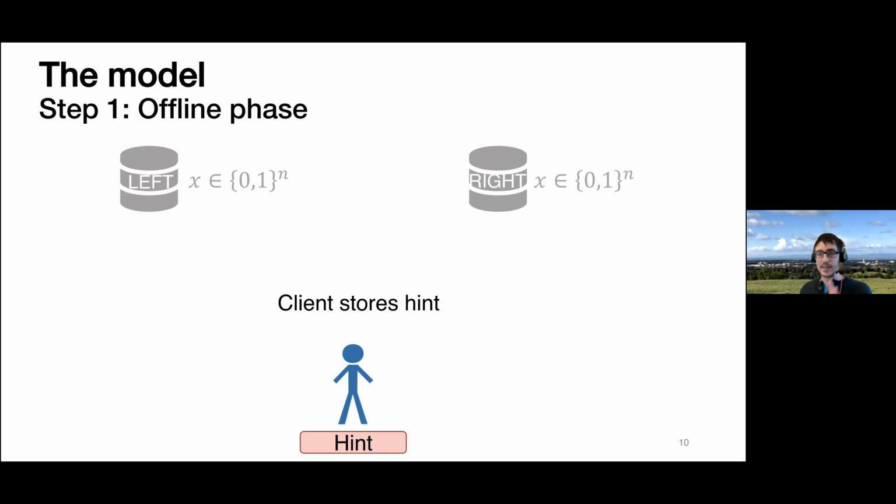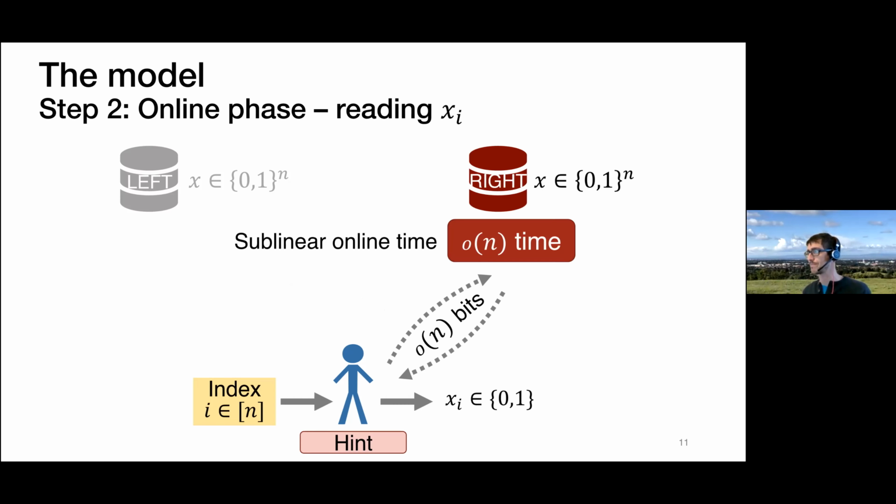After obtaining this hint, the client stores this hint locally, and the servers, unlike in the PIR with preprocessing model, just store the database in its original form. So no extra storage on the server, and they just store the database as is, and the client stores this extra piece of information. And then in the online phase, when the client decides on a particular index from the database it wants to read, the client uses its locally stored hint to generate a query to the second server, to the right server. And now the server can respond to this query in time which is sublinear in the database size. And then the client obtains the answer and uses the answer and its locally stored hint in order to produce the value of the bit of interest from the database.